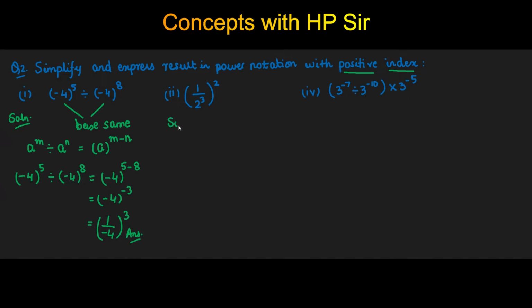Moving on to the second question. Here the number given to us is 1 upon 2 cube whole square. So over here we will use the formula a to the power m, whole to the power n, is equal to a to the power m into n. The powers get multiplied. Hence 1 upon 2 to the power 3 whole square can be written as 1 upon 2 to the power 3 into 2, that is equal to 1 upon 2 to the power 6. So that is the final answer because the power is positive.